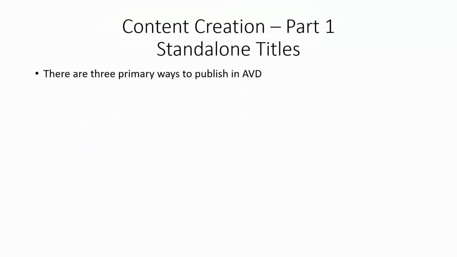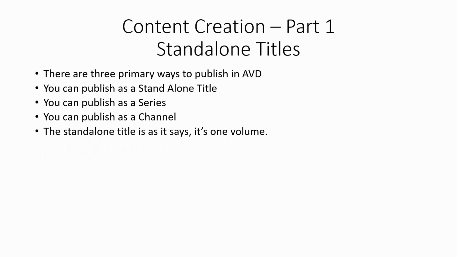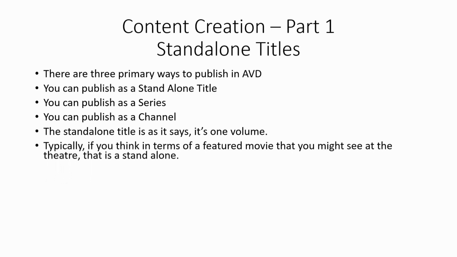There are three primary ways to publish in Amazon Video Direct. You can publish as a standalone title, as we've just seen. You can publish as a series, and you can publish as a channel. Now the standalone title is, as it says, one volume or one video. And typically, if you think of it in terms of a featured movie that you might see at a theater, that is a standalone. It doesn't require you to see anything before or after it to get the maximum benefit or enjoyment from the video.